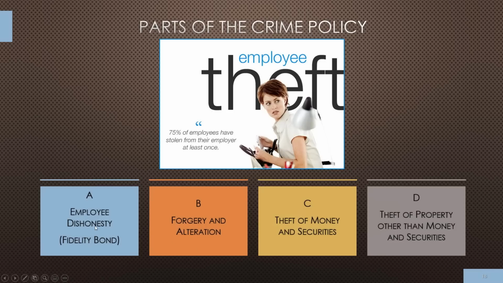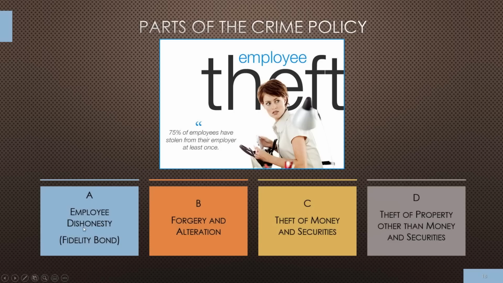Your employee was dishonest. Some outside party broke in and stole your money or securities from an outside party. Because if your employee did that, that's covered under employee dishonesty. All right. And then coverage D is theft of property, like inventory, other than money and securities, from outside parties. Because if your employee stole from you, that's covered under coverage A.